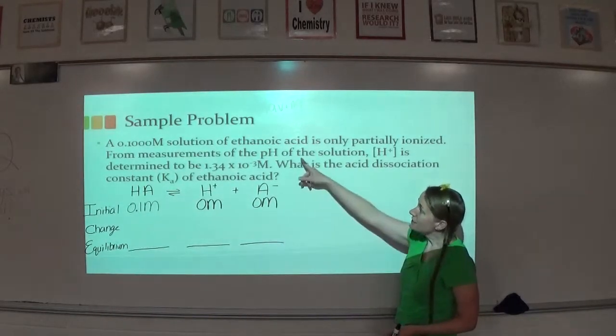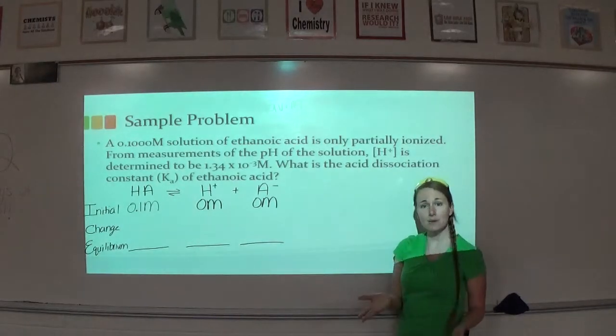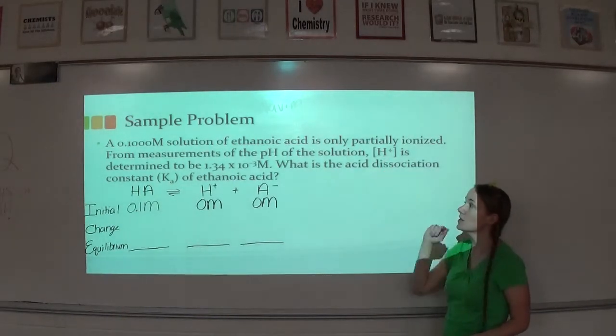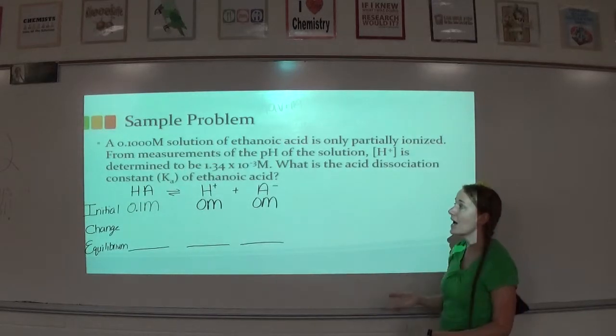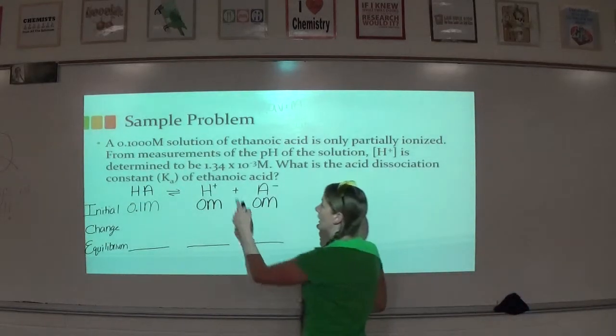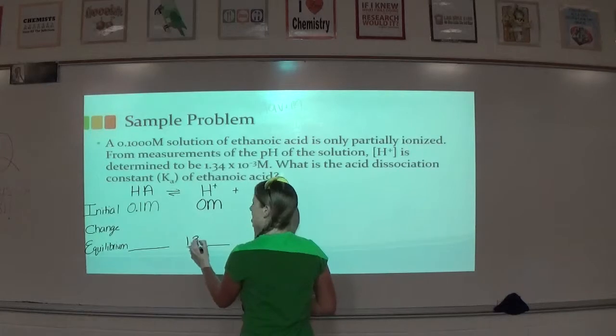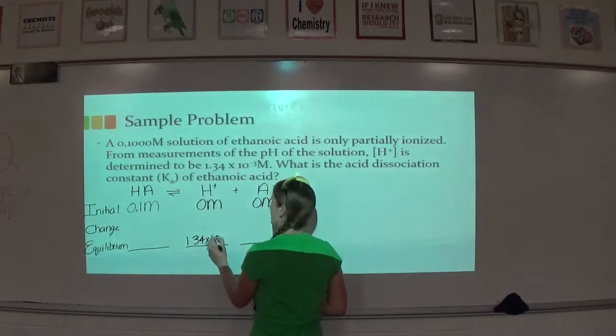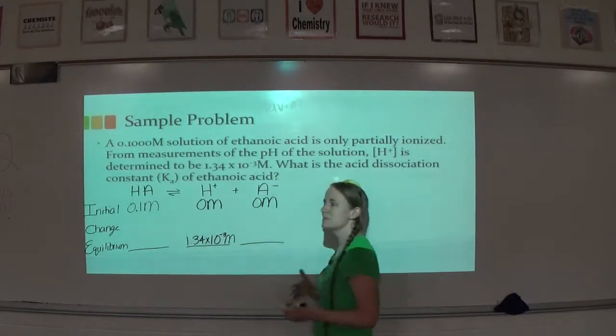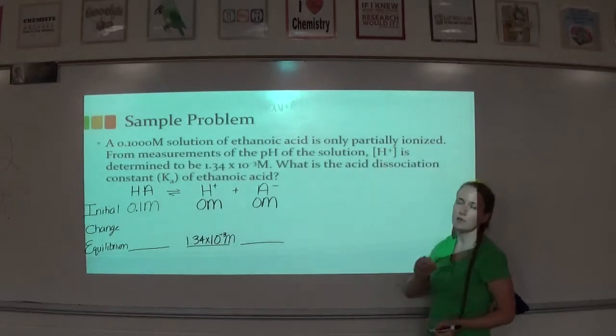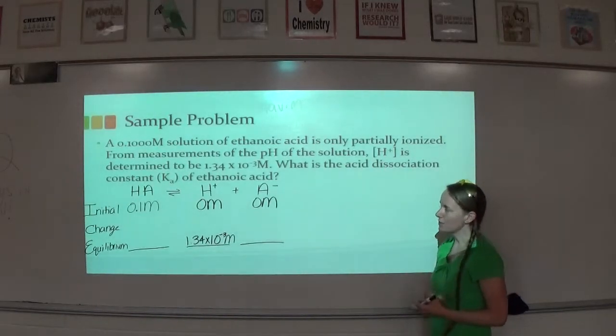So it says they measure the pH. If they tell you they measure the pH, or if they just tell you what H plus ends up being, that is your equilibrium amount. All right, so you're just going to have to kind of remember that. Sometimes it'll say the student waits until it reaches equilibrium, but a lot of times it'll just jump right in and say this is what H plus is. All right, so that's our equilibrium.